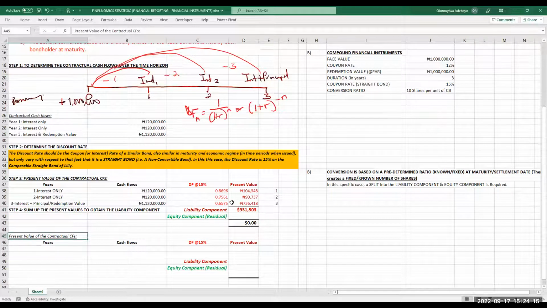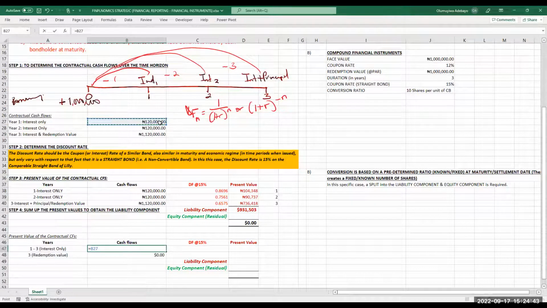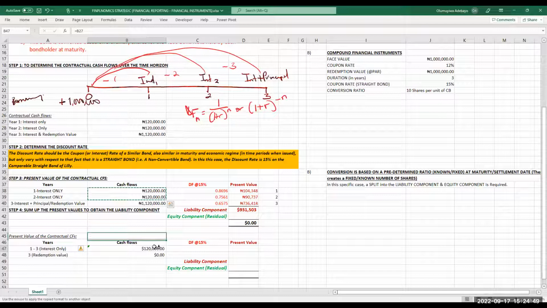An alternative to this is that since it's a series of cash flows, I might do it in a more scientific way. If you are familiar, my first 3 years are interest. Interest is common in the first 3 years. Therefore, I bring out the interest, which was 120 in Naira, and I bring out principal, which is the redemption value, which is 1 million.